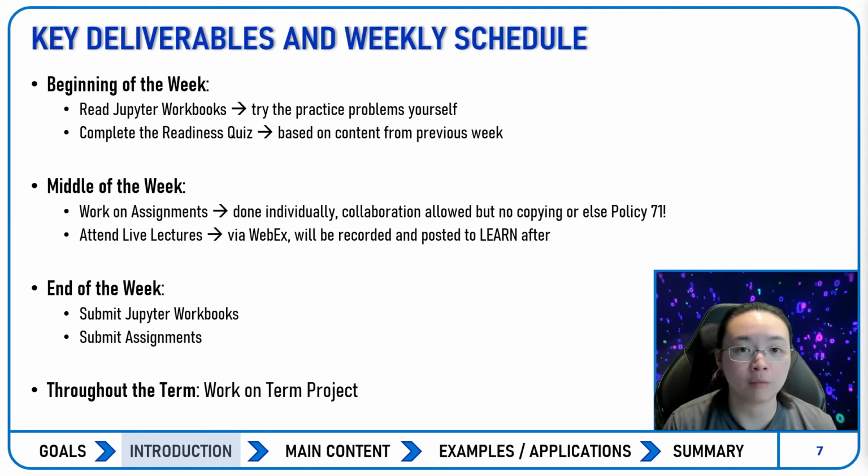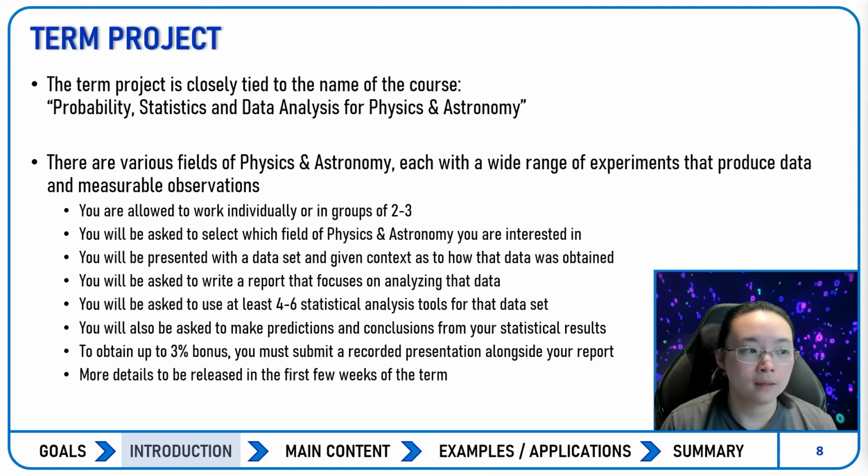And of course, throughout the term, whenever you have time, start to work on the term project. You probably will not be able to start working on it until around the time of the midterm, at which point you will have all the necessary tools as well as details for the term project to get started on it. So just a quick overview of the term project. It's basically called, the title of the course, Probability, Statistics, and Data Analysis for Physics and Astronomy.